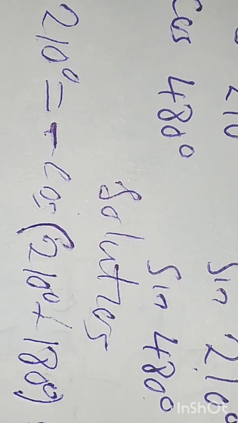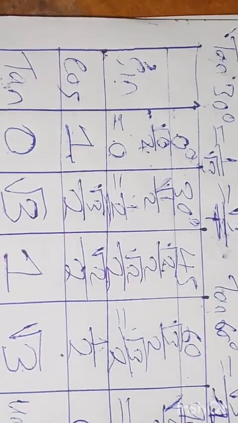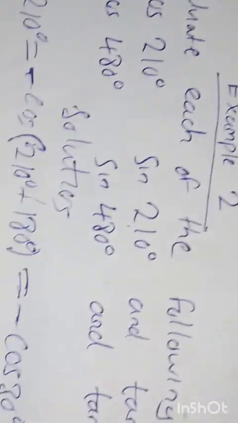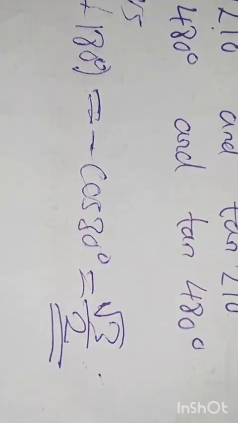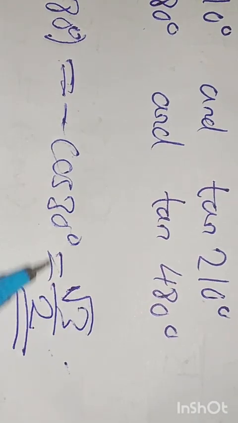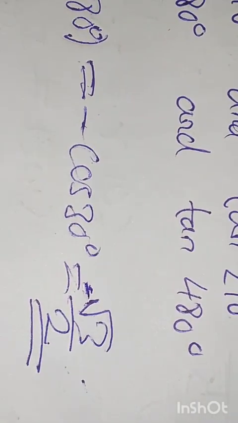Negative cos 30 degrees, which is equal to what? What's cos 30 degrees? From the table, cos 30 degrees gives us root 3 over 2. We are done. Since there is a negative in front, you put a negative, so cos 210 degrees is negative root 3 over 2.